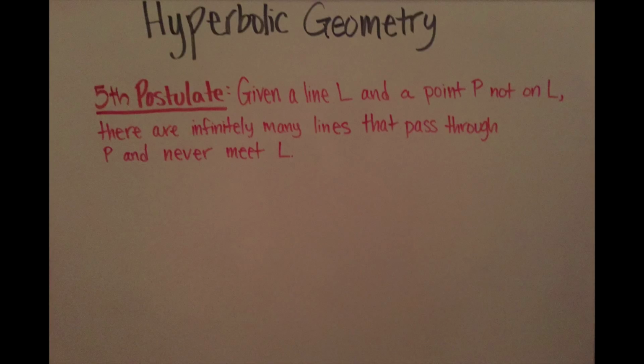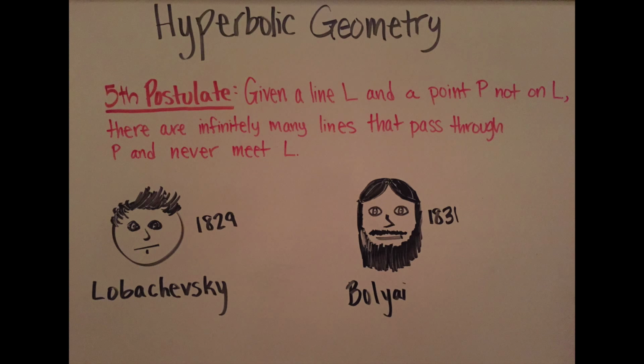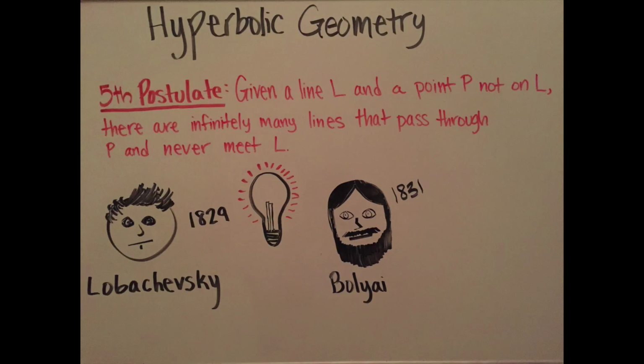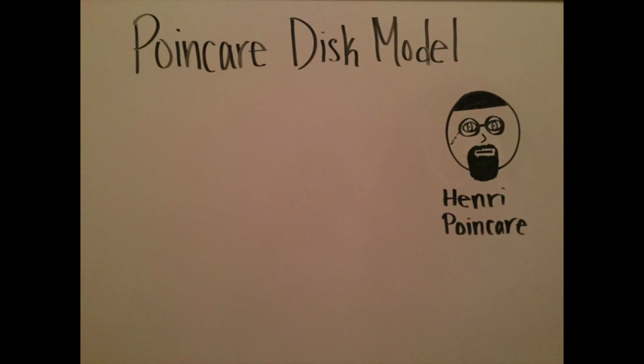Hyperbolic geometry was independently discovered by a Russian named Nikolai Lobachevsky in 1829 and a Hungarian named János Bolyai in 1831. Although these two discovered it, they could not come up with a legitimate model to prove it true. Several years later, a man named Eugenio Beltrami created a model that proved hyperbolic geometry to be just as true as Euclidean geometry. One of the main models of hyperbolic geometry is called the Poincare disk model, which was named after the mathematician Henri Poincare.